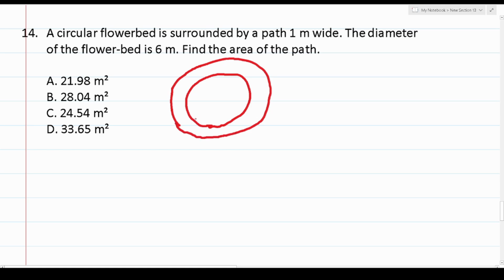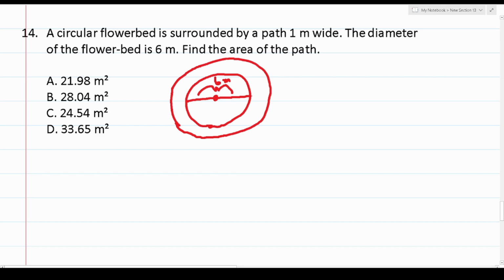According to the problem, we know that the diameter of the flower bed itself is 6 meters, and diameter is the distance from one edge of the circle to the other edge of the circle and through its center point. So we know that's the diameter there for the flower bed, and we know according to the problem that's 6 meters. Similarly, we know the path is 1 meter wide.